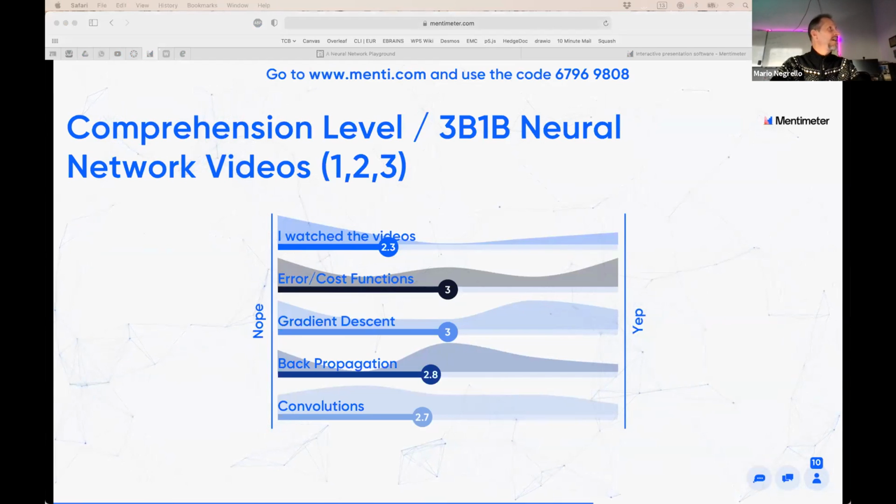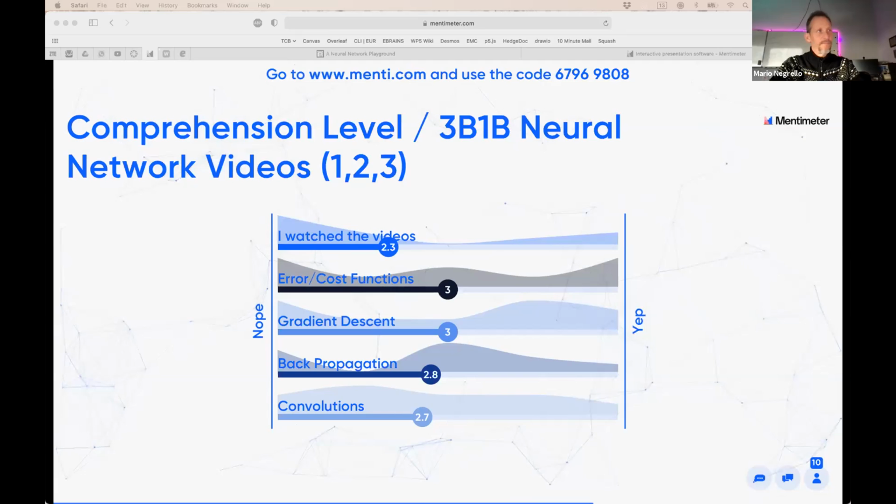So I am screen sharing. I hope that I'm screen sharing the right screen. I can't see. Try again. Let's do 2.